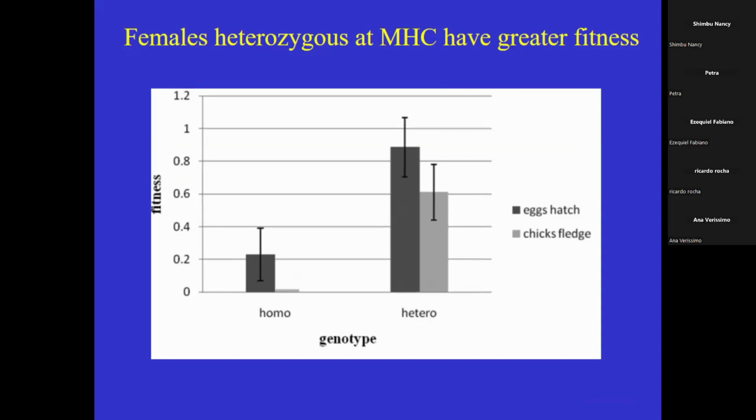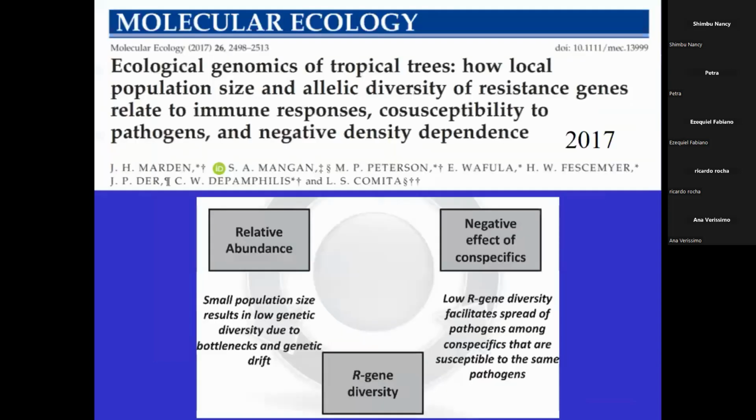So MHC is a locus that NE is going to do a particularly poor job of describing loss of variation, and it's one that has great importance for adaptation. Another one that I mentioned was R alleles in plants.